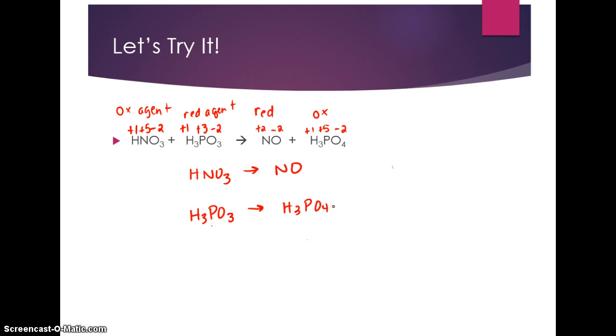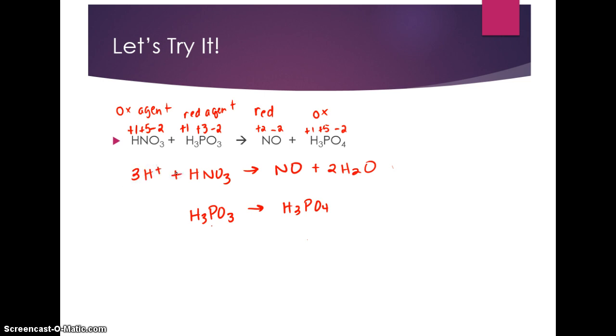Now, I like to go through all the steps for one half reaction, and then I go through them again for the second half reaction. So for my first half reaction, I'm going to balance my nitrogens. Well, they're already balanced. That's good. I'm going to balance my oxygens by adding H2O. I have 3 here. I have 1 here, so I'll add 2 H2O. I'm going to balance my hydrogens by adding H+. I have 4 here, and I have 1 here, so I'm going to add 3 H+.